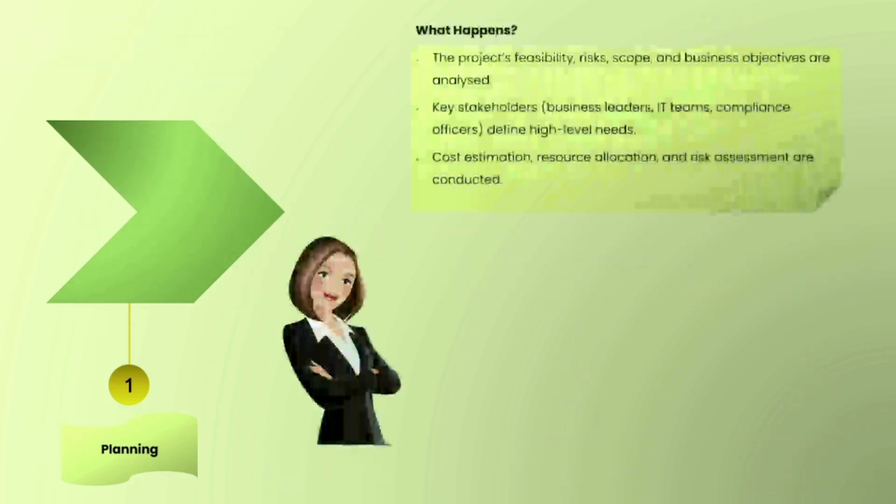Starting from planning, the project feasibility, risk, scope and business objectives are analyzed in the planning. Key stakeholders like business leaders, IT teams and compliance officers define high level needs. Cost estimation, resource allocation and risk assessment are also conducted here.